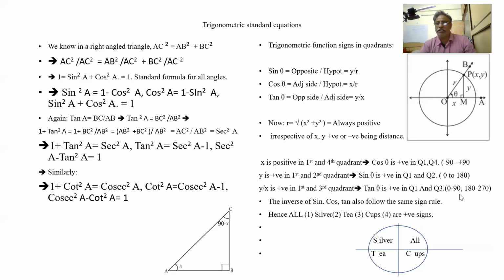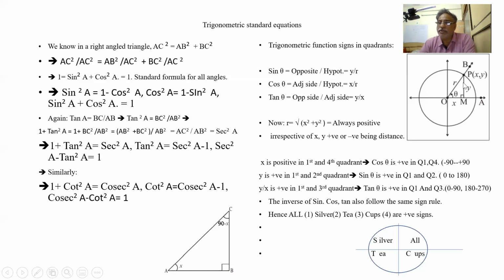Signs in quadrants. Suppose, what is sin theta defined here? Sin theta is y by r, opposite by hypotenuse. What is r? R is the square root of x square plus y square. If x is plus or minus, x square is plus. If y is plus or minus, y square is plus. So the root of x square plus y square will be plus. So r is always plus. The root can be plus or minus, but r is a distance, so r is always plus.